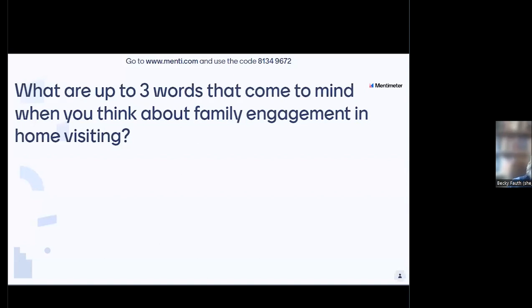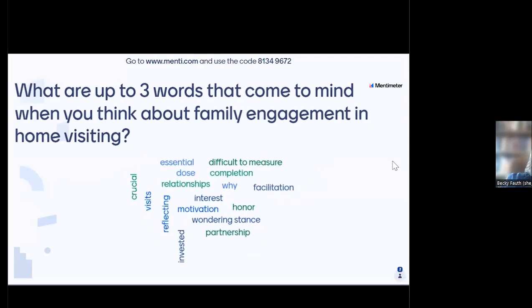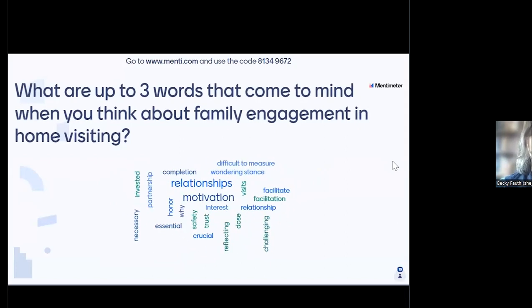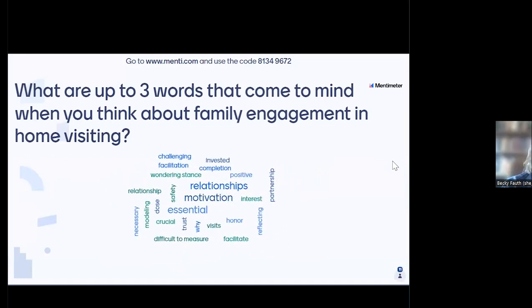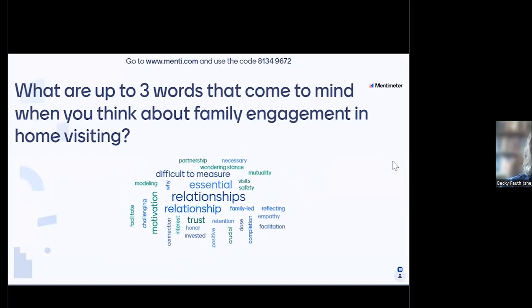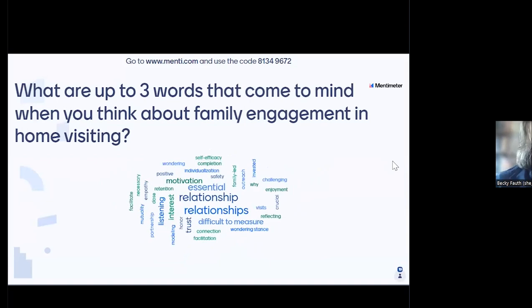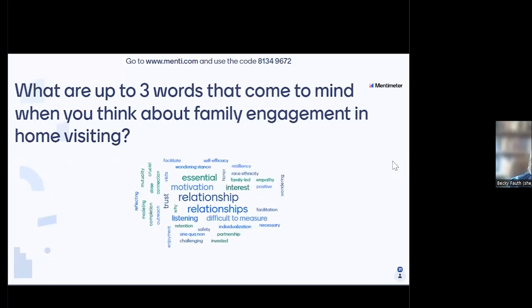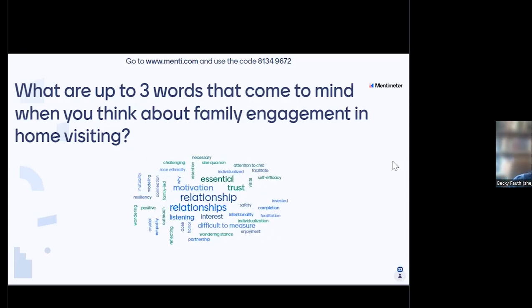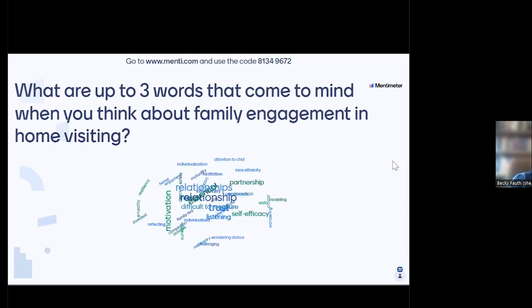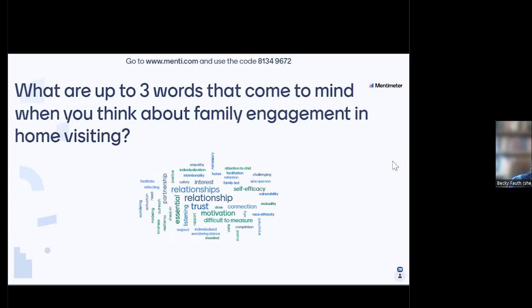So go ahead and you can type up to 3 words that come to mind when you think about family engagement and home visiting. And given we're tight on time, we're not going to have a ton of time to do this, but just keep it flowing. Great words. So difficult to measure, facilitation. It's moving around in front of me, so it's hard to read it. It's essential, it's crucial. Relationships, motivation. This is great. I'm seeing some things that are going to sound similar when I talk about our conceptualization. Facilitate, interest, trust. I'm really excited to be able to keep this too and read all of them more closely. Outreach, dose. So some great words here. Keep it coming in. I'll probably switch back to the presentation in a minute just because of time. We still have quite a bit to get through.